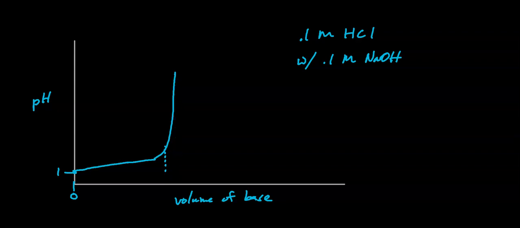So let me get rid of my dotted lines here. So that's important to see. If we continue to add base, then the pH will level off and we'll be left with something like this. Now, about halfway up this almost vertical part of the graph represents the equivalence point. So at the equivalence point, the base has completely neutralized the acid. Now, what is the pH at the equivalence point?